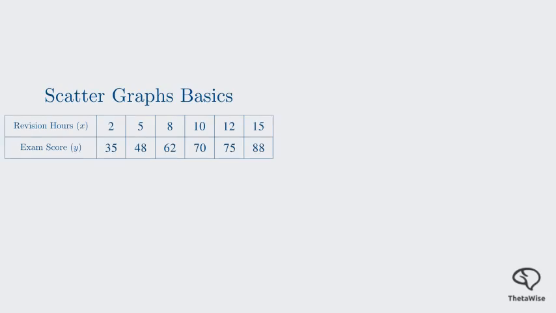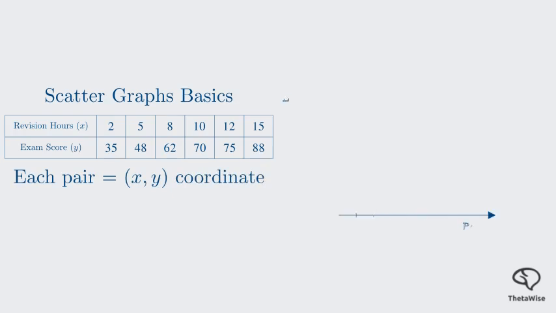Let's start with the basics of what a scatter graph actually is. In an IGCSE exam, you are often given a table showing two sets of data for the same group of individuals. For example, look at this table showing the number of hours students spent revising and their resulting exam scores. Each pair of values represents one student and can be written as a coordinate. To construct the scatter graph, we plot these as points.